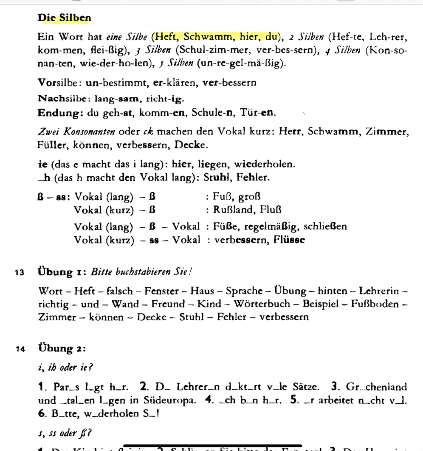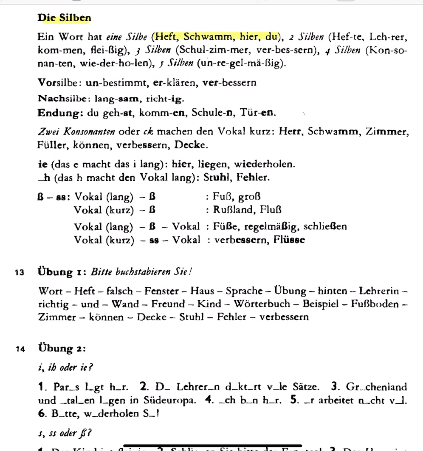Zwei Silben: Hefte, Lehrer, kommen, fleißig. All have two syllables. Drei Silben: Schulzimmer, verbessern. They have three syllables. Vier Silben: Konsonanten, wiederholen. They have four syllables. And fünf Silben: unregelmäßig, which has five syllables.